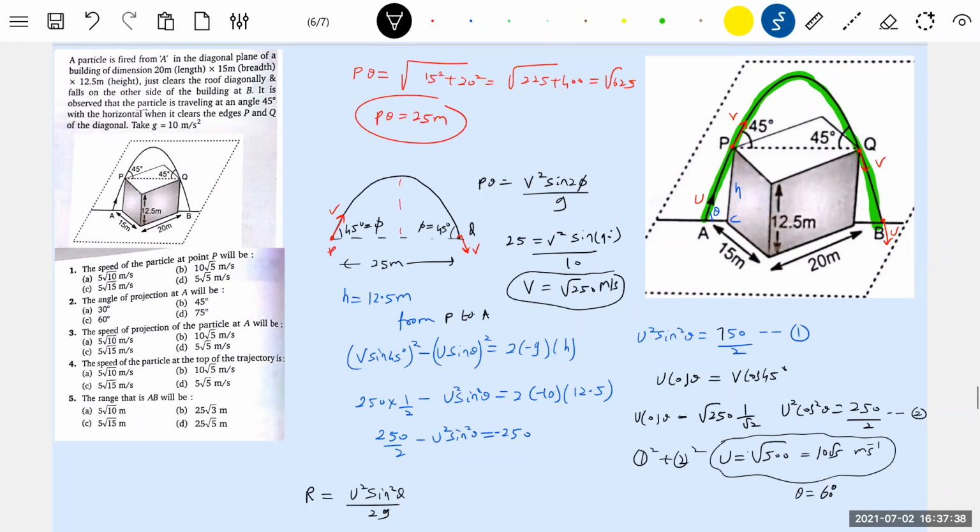Sir, now the relative range is how much? 25 root 3. Yes. Relative motion, rain umbrella, relative projectile motion, try to avoid. Next week we are going to cover all those things.